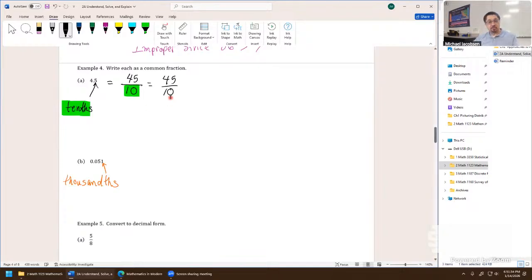Any number that ends in a 0 or a 5 is divisible by 5, so divide the numerator by 5. 5 goes into 45 9 times. Divide the denominator by 5. 5 goes into 10 2 times. And it's just 9/2. You probably might have already known that 4.5 is just the same as 9 divided by 2.